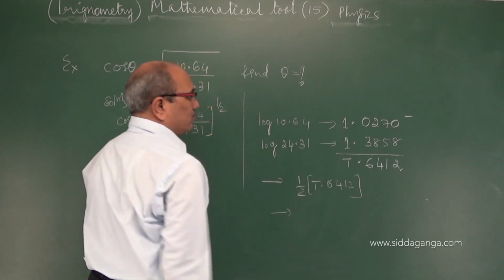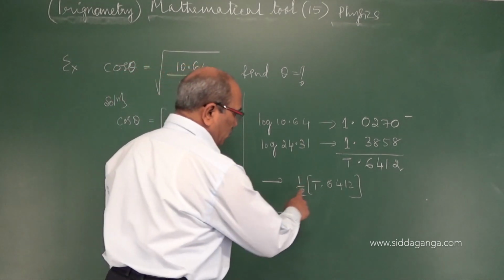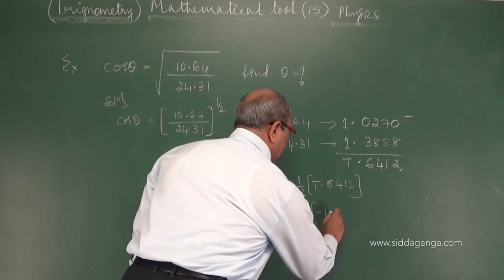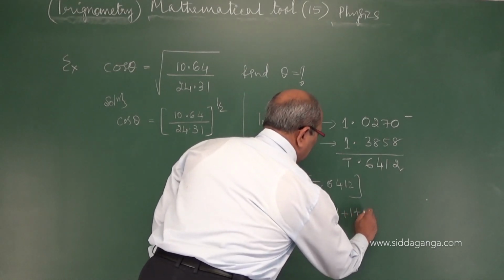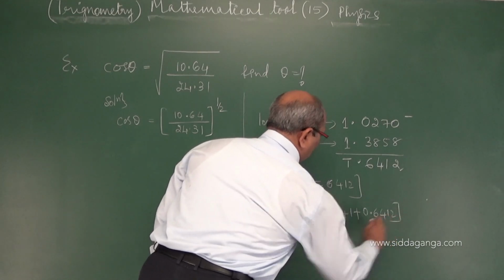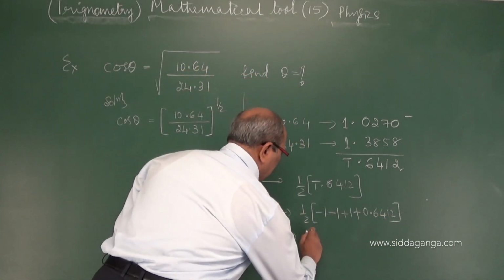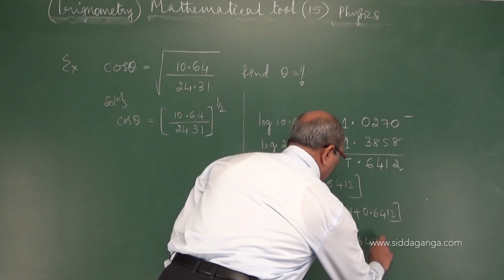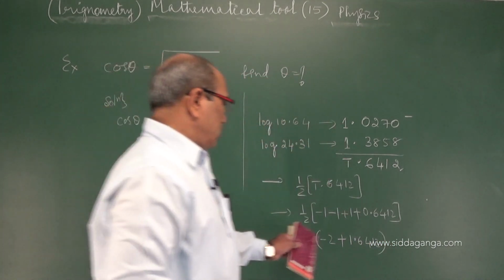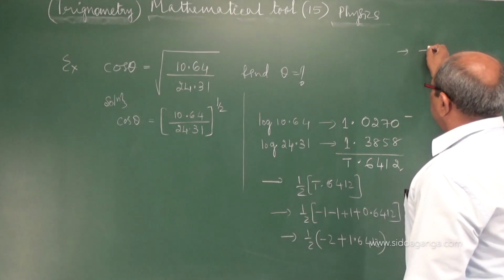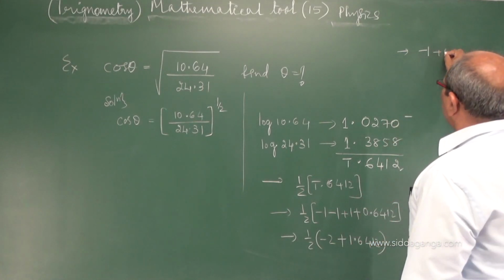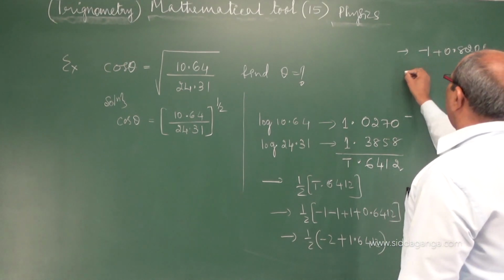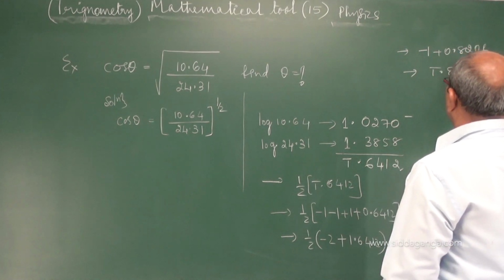This is not divisible. This is not divisible by 2. In that case, again as I taken previously, minus 1 plus 0.6412. This, if I taken minus 2 plus 1.6412. If I divided, minus 1 plus 0.8206, or bar 1.8206.